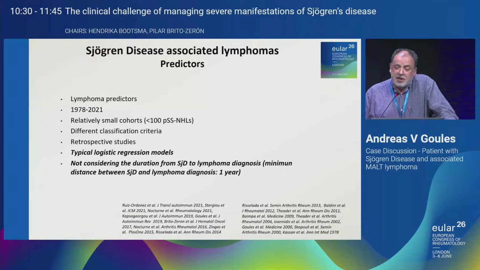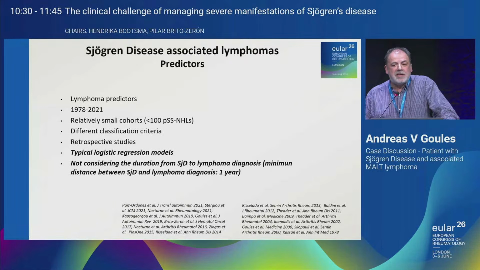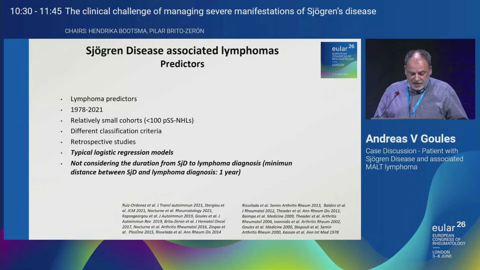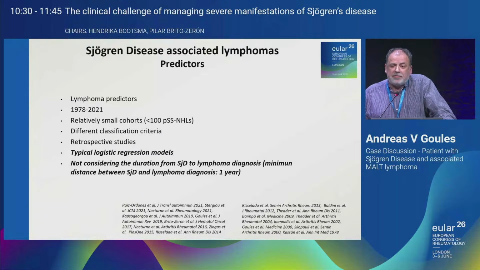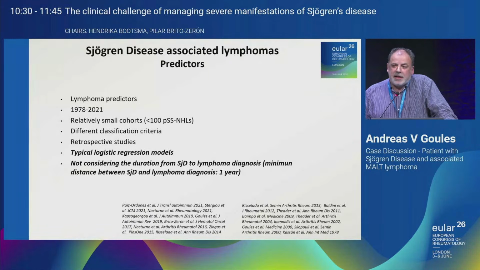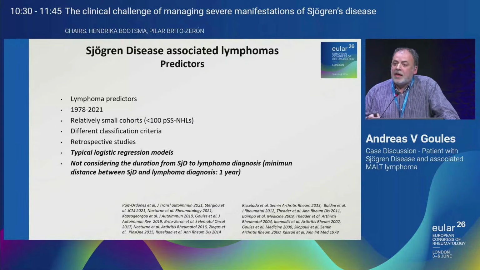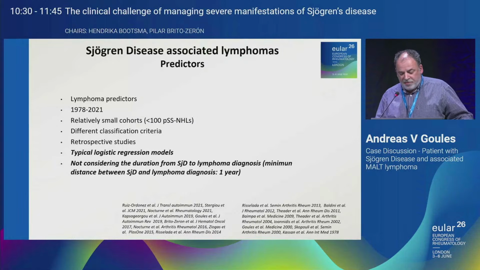First of all, the typical logistic regression models were employed. And there's an issue with the time distance between Sjogren's disease diagnosis and lymphoma diagnosis. In all these studies, this time distance was 1 year. At this point, it is important to emphasize that the disease itself and multiple lymphomas share many common clinical manifestations, especially cryoglobulinemic manifestations. And if there is a tight temporal clustering between Sjogren's disease diagnosis and lymphoma diagnosis, some manifestations may be falsely attributed to the disease itself instead of the underlying slowly progressive lymphoma.